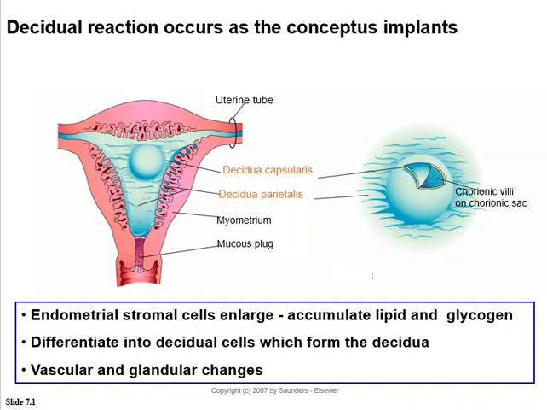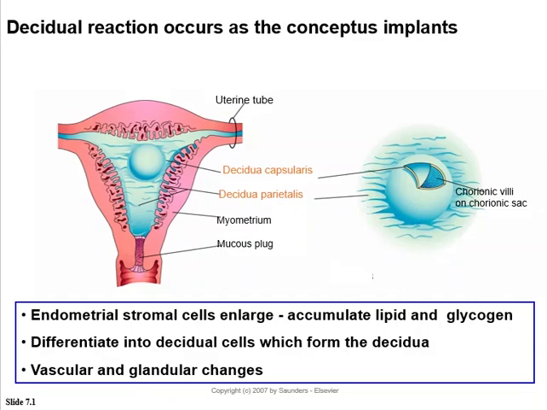We can identify three parts of the endometrial cells, which at the time of implantation are rich, and we can find accumulation of lipid and glycogen. So this layer can be differentiated into decidual cells which form the decidua. Also, at the time of implantation, the endometrium is rich in vascular supply and uterine glands that support the conceptus until it forms the placenta.